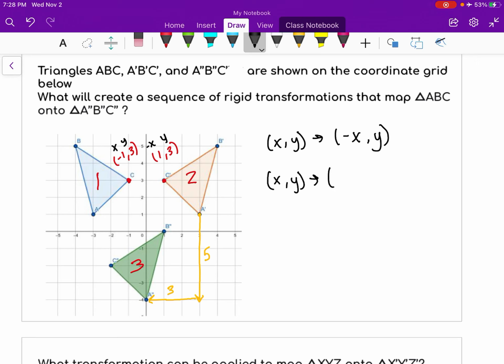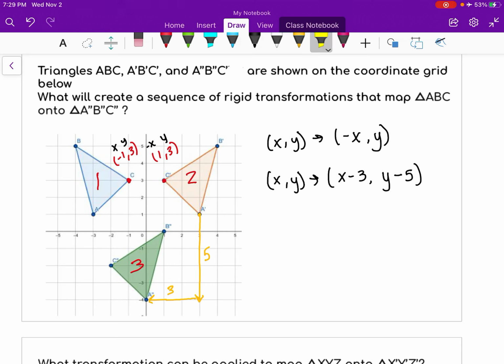Whenever we're moving something to the left, we're subtracting from x. So this should say x minus 3. The same thing goes for when we move down. Down means we're subtracting from the y coordinate. So we should have the expression that says y minus 5.